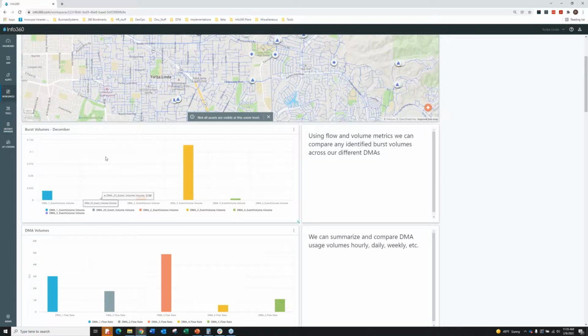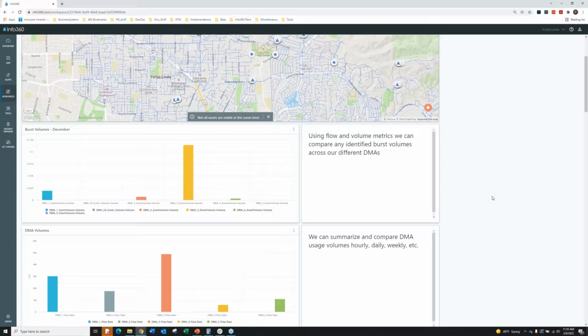but we have here a sensor comparison chart that allows us to compare burst volumes per zone across different DMAs, right? This is a case where we can see DMA3 had a burst volume here of specifically 0.11 million gallons in that zone. No burst volumes in these other zones. Good, that's good. And some of these other burst volume losses that we've identified, those could be related to flushing or fire flow events.